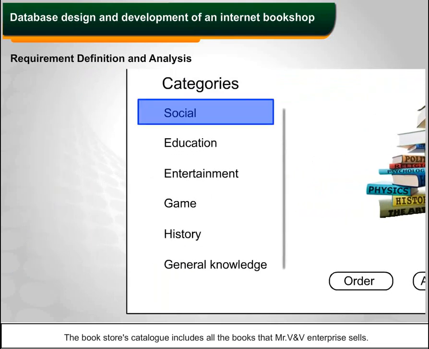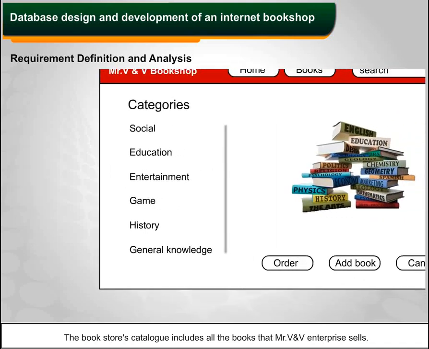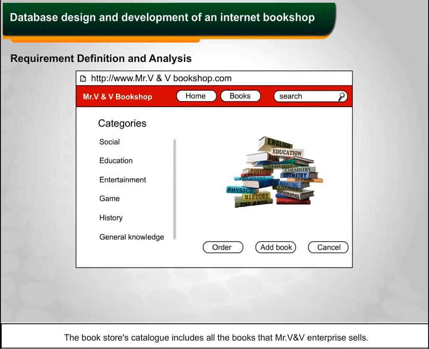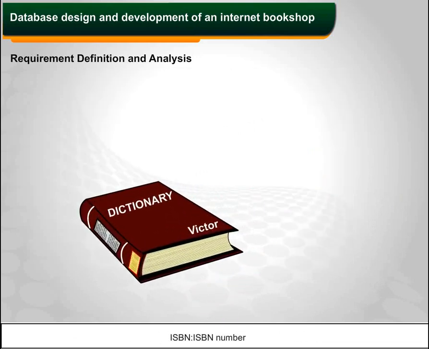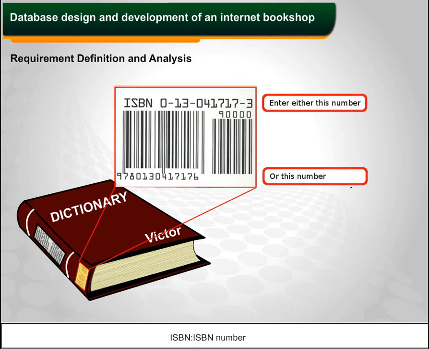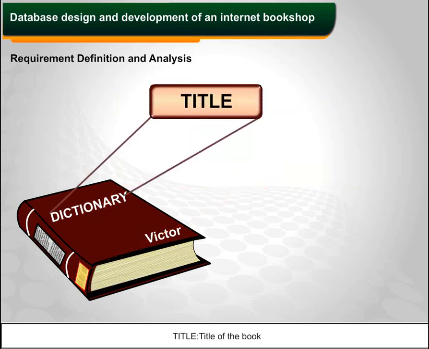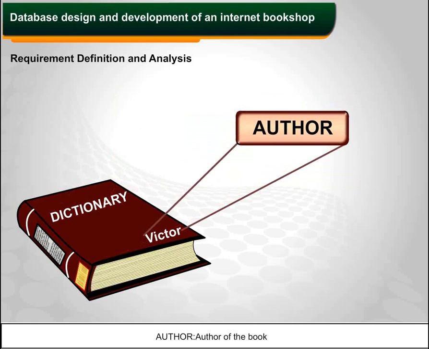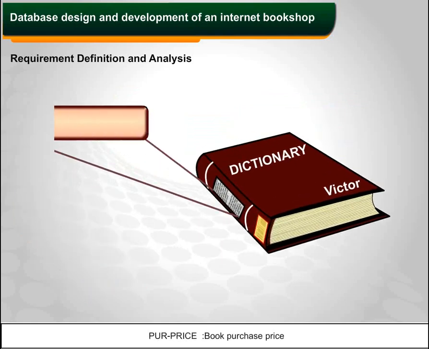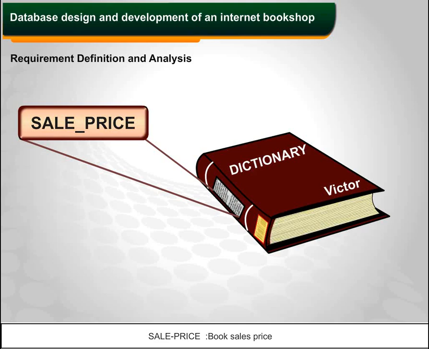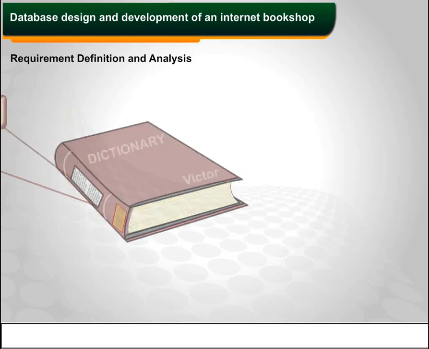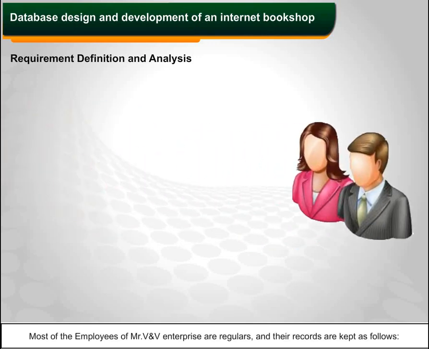The bookstore's catalog includes all the books that Mr. V and V Enterprise sells. For each book, the catalog contains the following details: ISBN number, title of the book, author of the book, book purchase price, book sales price, and year of publication of the book.